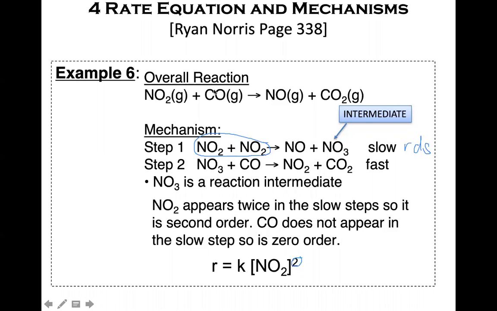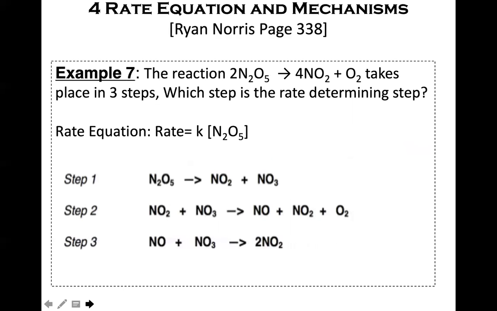Carbon monoxide, which is the other reactant in this equation, does not appear in the slow step. It appears in the fast step. That's why you don't see it in the rate equation. This mechanism is again bimolecular because in the slow rate determining step, there are 2 molecules colliding with each other. Any question? No. Okay, moving on.